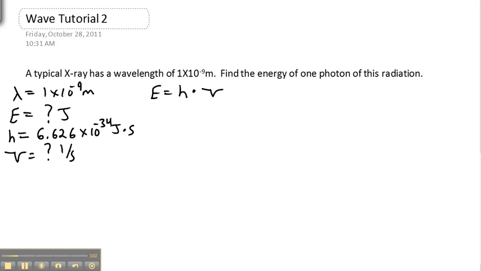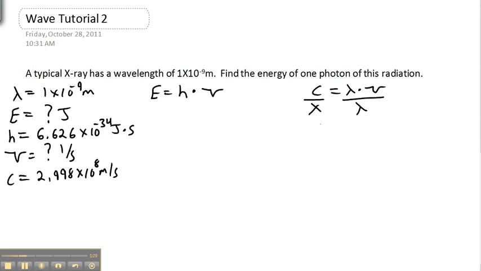Well, I know that if I have the wavelength, I can use speed of light is wavelength times frequency to find the frequency. And what is the speed of light? Well, that is 2.998 times 10 to the 8th meters per second. So what I'm going to do is find frequency by getting rid of wavelength, bringing it over to the other side. And when I do that, I'm going to plug in speed of light and wavelength.